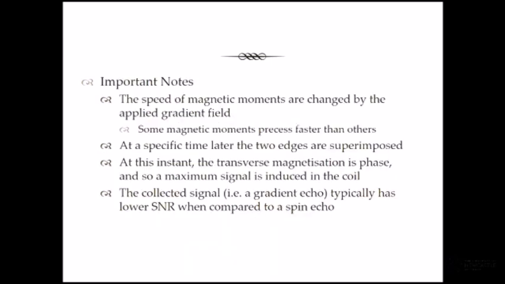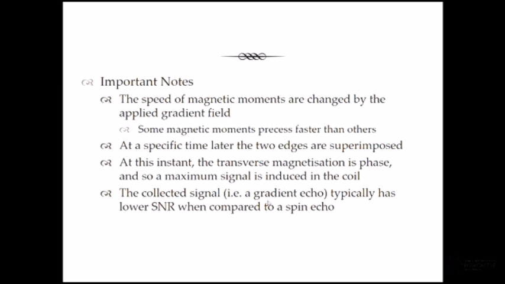Okay? And again, important things to note. Again, we're not changing the inherent speed of the dephasing. We're not changing those T1 and T2 parameters. We're just changing the speed of the protons, in a known way, how fast they are travelling. But we're not changing the T1 and T2 relaxation times. So at a specific time later, the two edges will be superimposed, very similar to what we saw with the gradient echo technique. Okay? And at that instance, again, we have the maximum signal in the transverse plane, which induces a voltage in our coil, and that's what we collect.